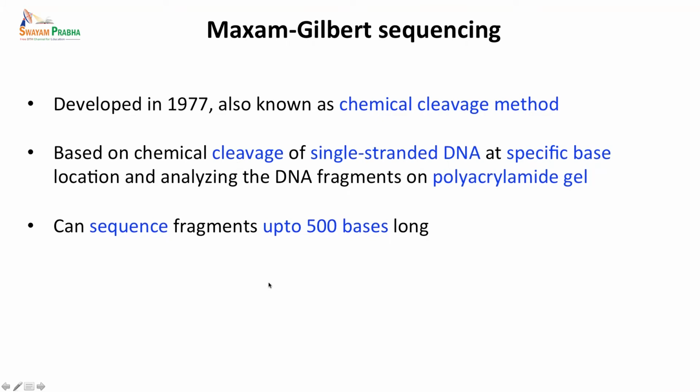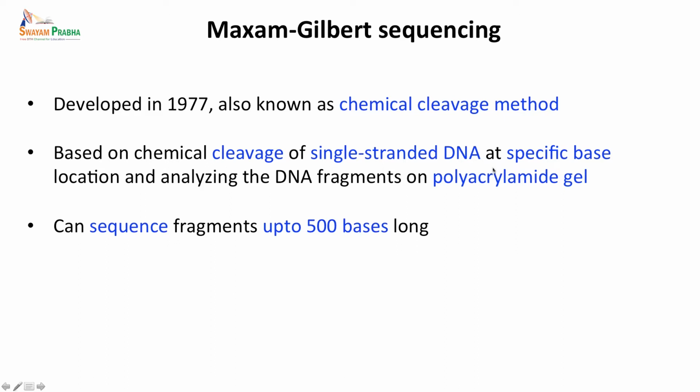So the Maxam-Gilbert sequencing and the Sanger sequencing methods were published within 2 years of each other. The Maxam-Gilbert sequencing method was published in 1977. This is also known as the chemical cleavage method, because it utilizes the chemistry of each of the nitrogenous bases which are present in DNA. It chemically modifies each base, followed by cleavage after that base, and then the sequencing can be followed.